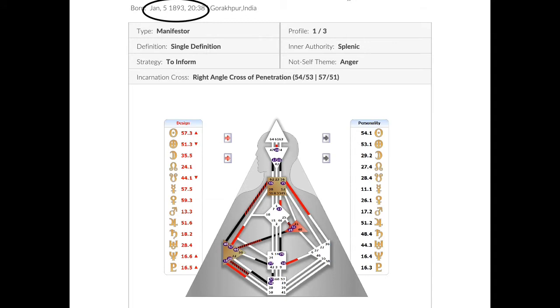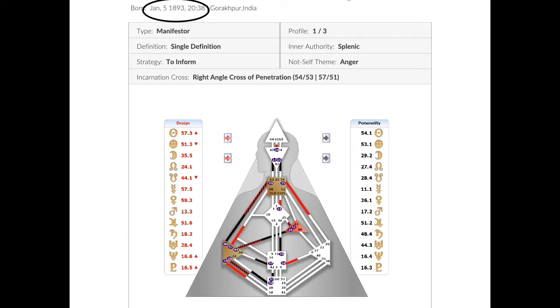So we know that the design side of the body graph is all related to where the planets were in the sky 88 degrees before the birth of the individual. So that usually works out to be about 88 days before. So for instance, if somebody was born April 20th, then their design date would be January 22nd. The design date really isn't important for you to know, but it's just to say that that's where the information comes from. So it's where the position of the planets were at that particular time.